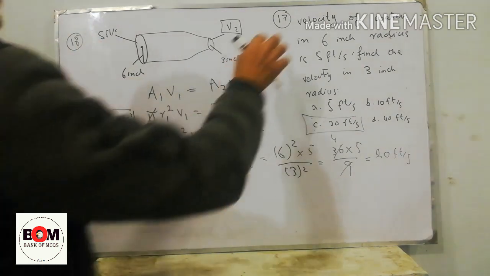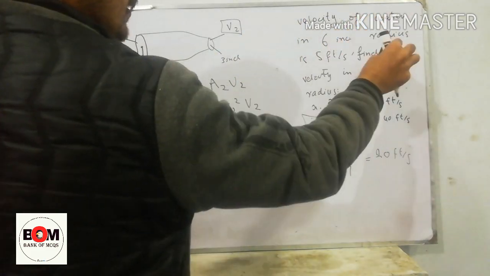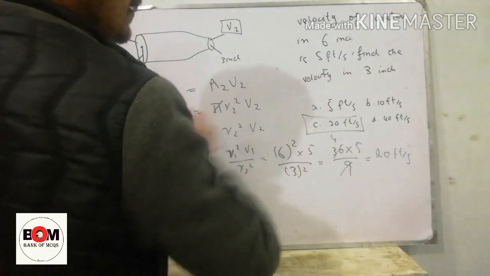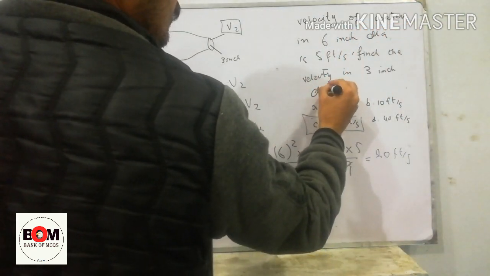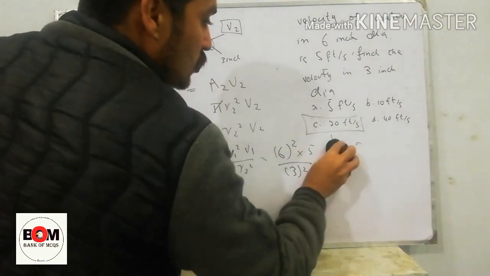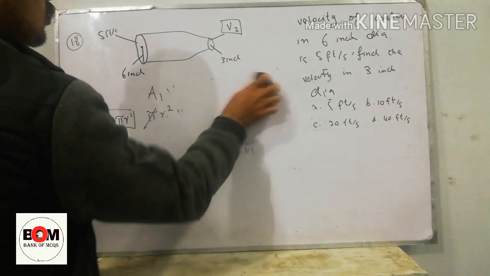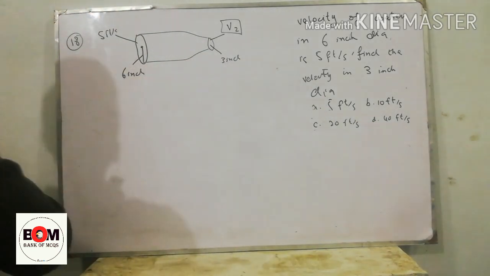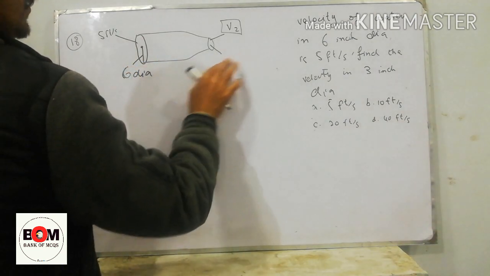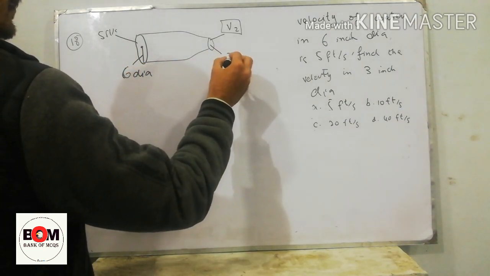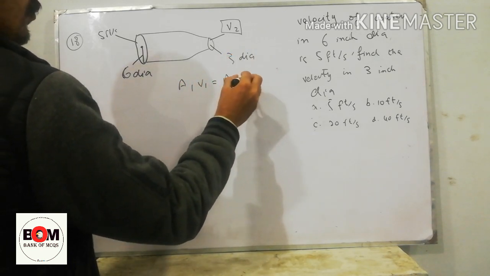Now MCQ number 18. If they give, instead of radius, the diameter, then what will happen? If they give us diameter instead of radius, we will use the same equation, that is A1 V1 is equal to A2 V2.